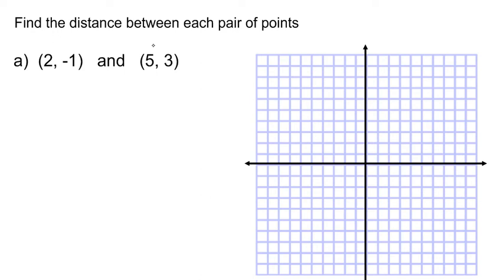Okay, so if I'm going to find the distance between these 2 points, what I'm going to do is I'm going to plot these 2 points right now on my coordinate plane. Okay, so I'm going to plot the point 2, -1. So I go over 2, and then I go down 1. Okay, so I got a dot right there. And then I'm going to plot the point 5, 3. So over 5, 1, 2, 3, 4, 5. And then I go up 3, 1, 2, 3.